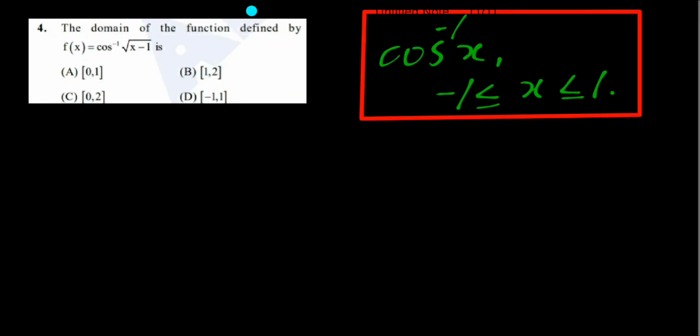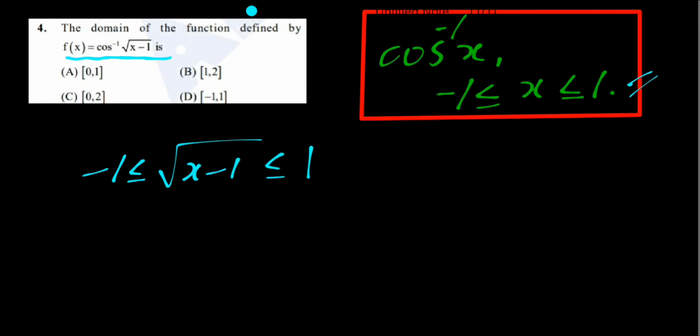Next, problem number 4. The domain of the function defined by f of x is equal to cos inverse of root x minus 1 is. First of all, I wrote here the cos inverse x domain. Cos inverse x domain is minus 1 less than or equal to x less than or equal to 1. Domain is nothing but where the function will exist. So here also, minus 1 is less than or equal to root x minus 1, which is less than or equal to 1. But here a root is there.